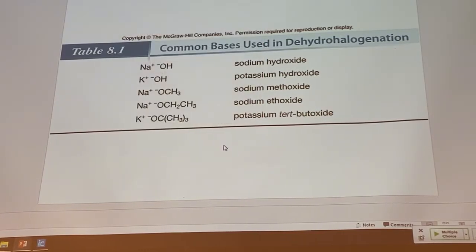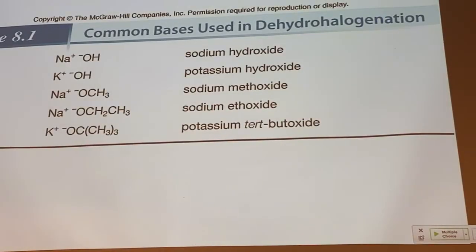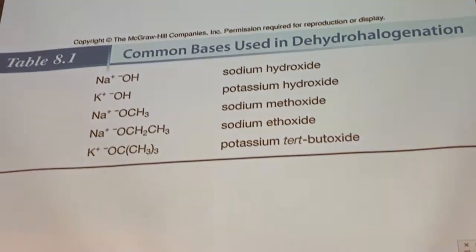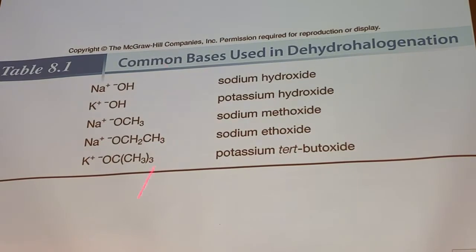I don't want to do that. This table here shows us some common bases that are used. And you see they're all strong bases. Okay? We can actually use weak bases. We'll learn about that later next week. But the vast majority of the time in dehydrohalogenation, we will be using strong bases.